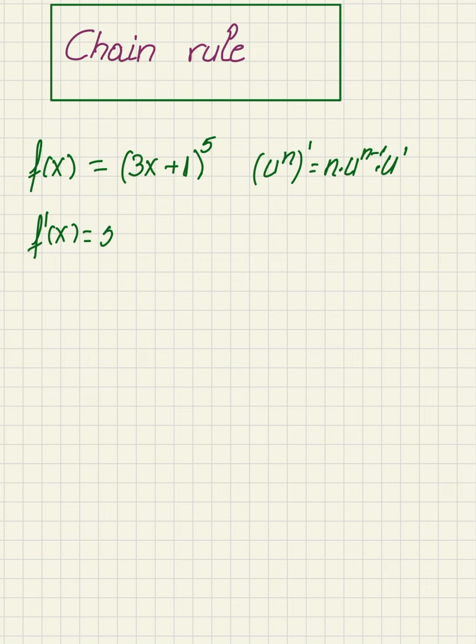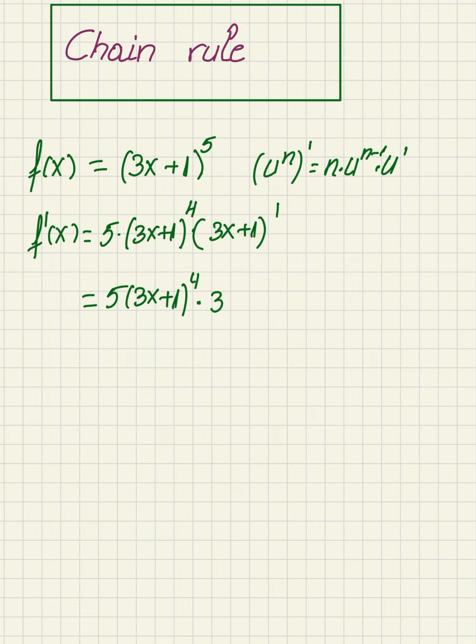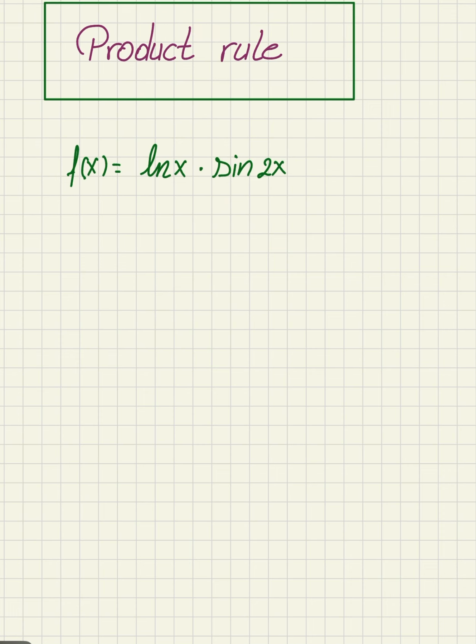Which means that 5 times u, in this case 3x plus 1, all in the power of 1 less, which is 5 minus 1, it's 4, times the derivative of u, which means that you have 3x plus 1 all in the derivative. So our derivative would be 5 times 3x plus 1 all in the 4th power times the derivative of 3x, which is just 3, and the derivative of 1 is 0. For this reason, the derivative of this function would be 15 times 3x plus 1 all in the 4th power.